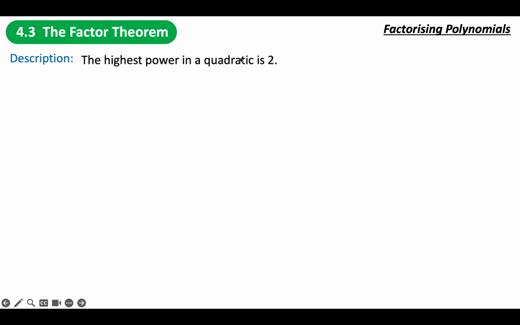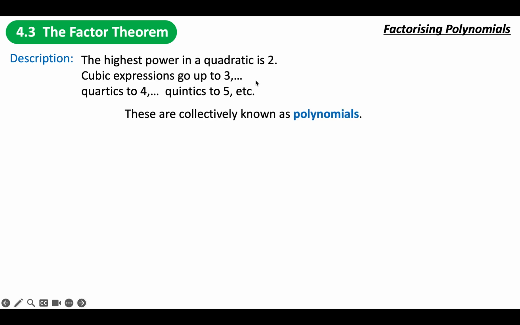The highest power in a quadratic equation or expression is 2, so x squared is the highest. Then cubic expressions go up to 3, so we'll have x cubed and no higher. Quartics will go up to 4, so x to the power of 4. Quintics will be x to the power of 5, and so on. There's names for lots, I'm sure. They are all known as polynomials.